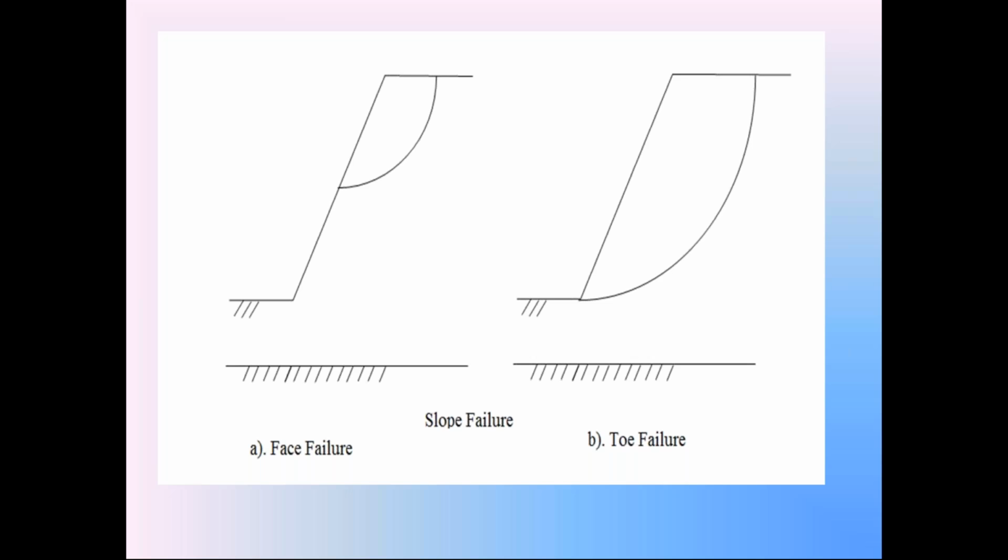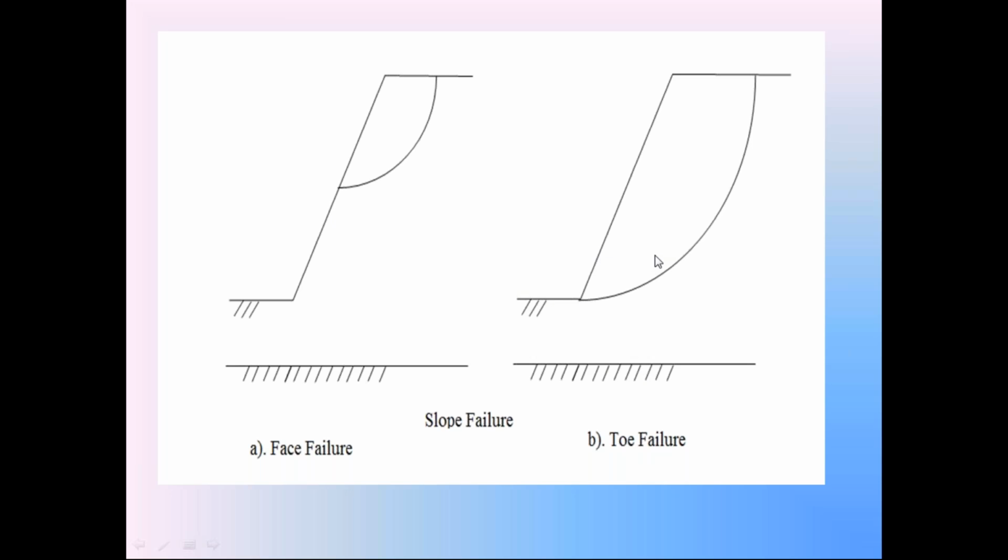Sometimes the curved failure surface passes through the face of the slope like this. Here the curved failure surface passes through the face, and this type of failure is called face failure. This is a rotational failure because the failure surface is curved. So we call this rotational failure face failure. The second one is toe failure. Just now I explained: if the curved failure surface passes through the toe of the side slope, we call this toe failure. These two are the rotational failures.